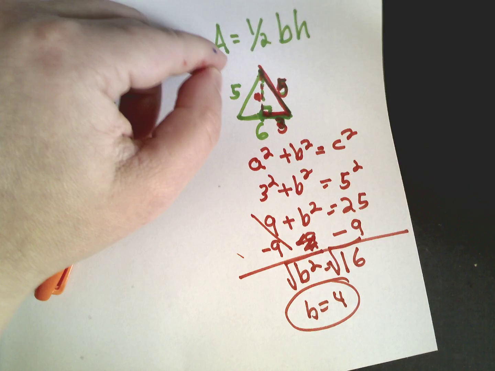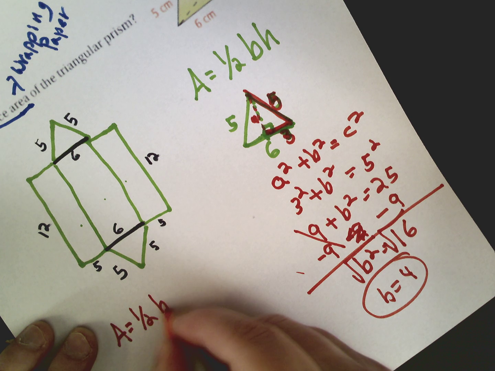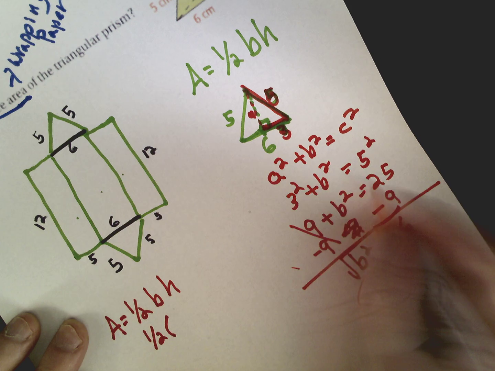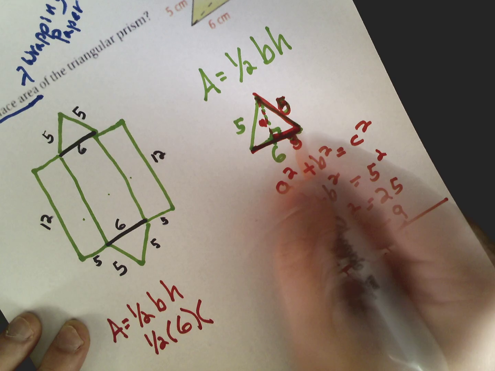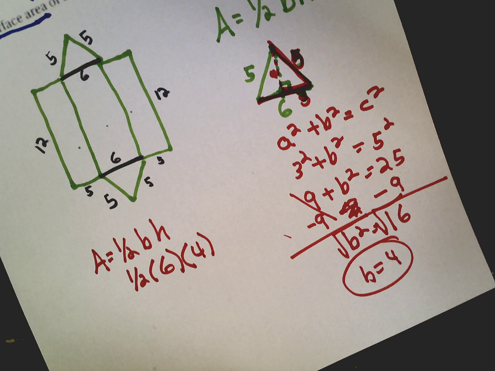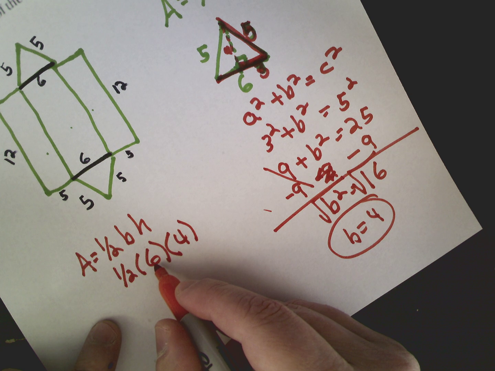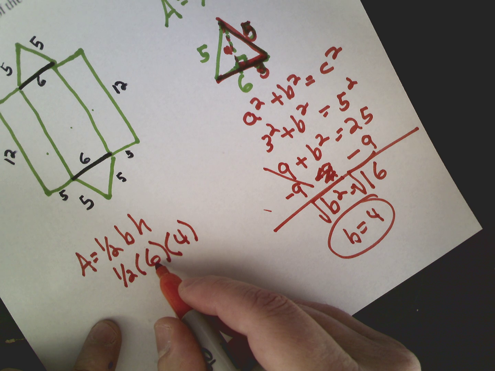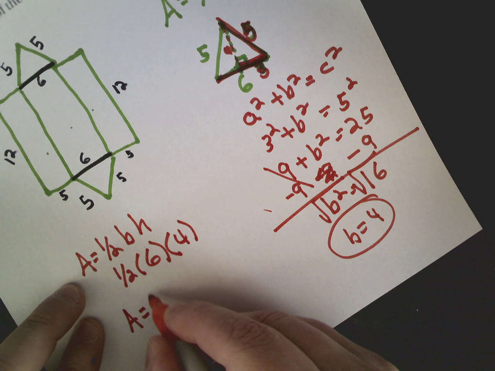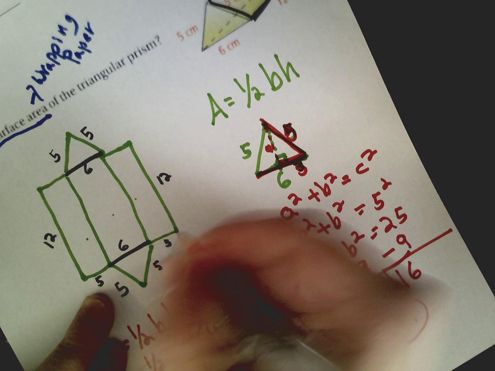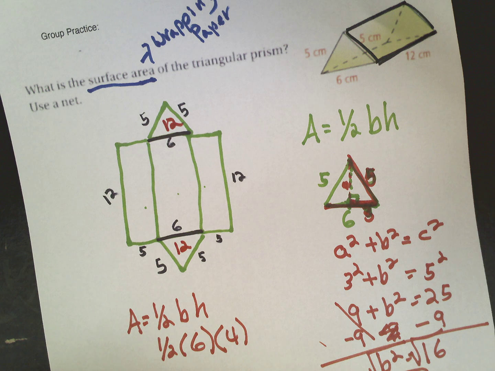Now let's do this. I have the height. A equals 1/2 base times height. 1/2, my base is 6, right? And the height is 4. So 1/2, 6 times 4. Well, 1/2 of 6 is 3. I would put this in the calculator, but I'm trying to save time for you. But you can put it in the calculator. 6 times 4 is 24. Half of 24 is 12. So the area of my triangles is 12 centimeters squared. So that's how much wrapping paper I need for the triangles.